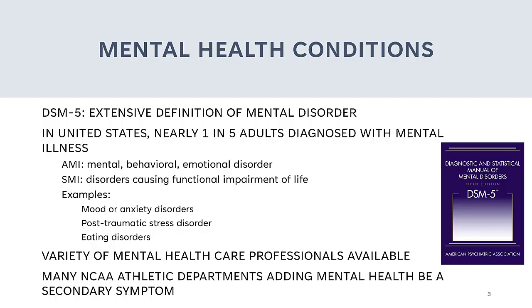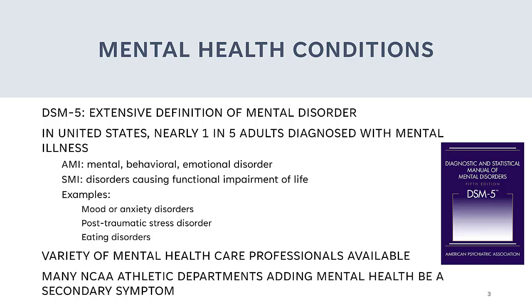The American Psychiatric Association Diagnostic and Statistical Manual of Mental Disorders, 5th edition, or DSM-5, defines a mental disorder as a syndrome characterized by a clinically significant disturbance in a patient's cognition, emotional regulation, or behavior that reflects a dysfunction in the psychological, biological, or developmental process underlying mental functioning. In the United States, nearly 1 in 5 adults is diagnosed with a mental illness.